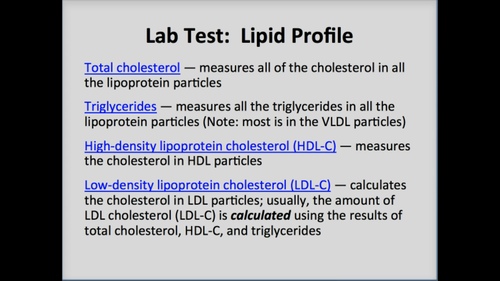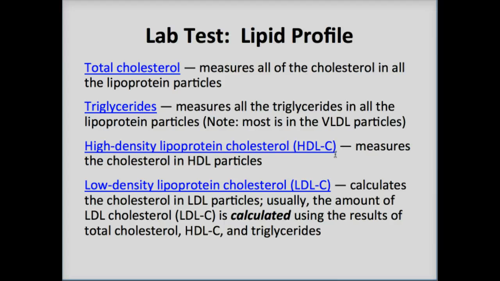For HDL cholesterol here, which I want to mention too, you'll see HDL cholesterol often depicted as HDL-C, which just means HDL cholesterol. It's a little different. This time we're measuring the amount of cholesterol in HDL particles only.